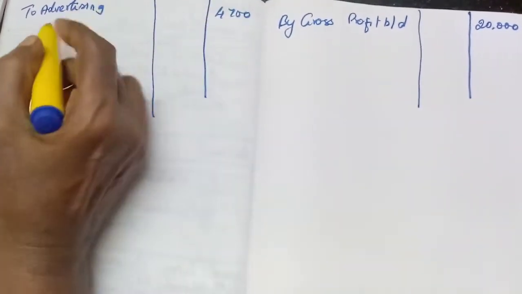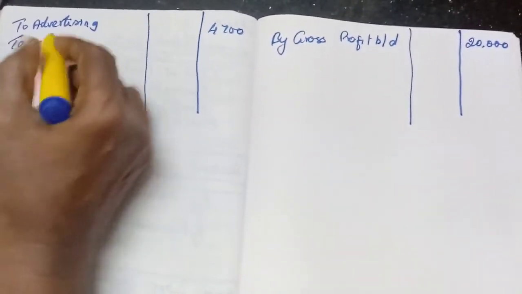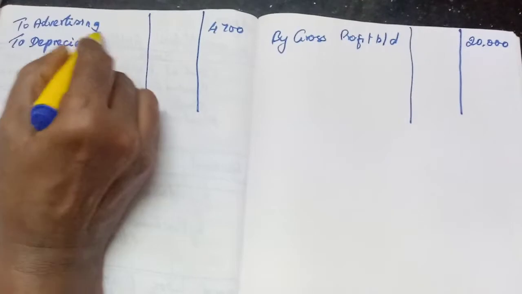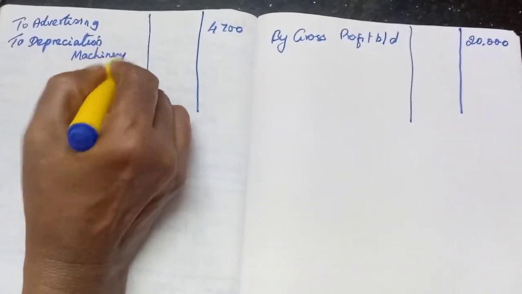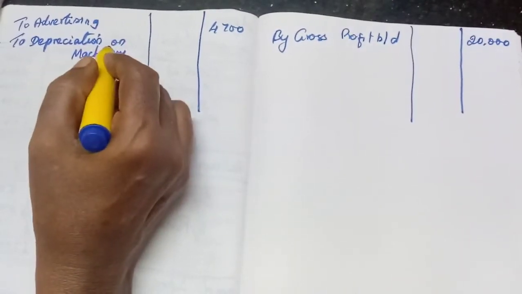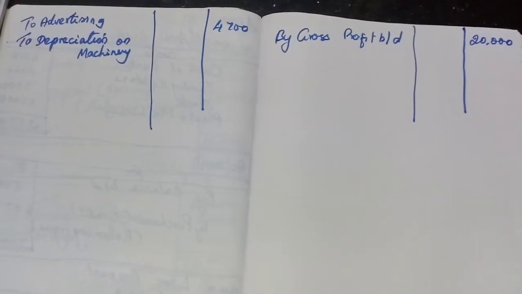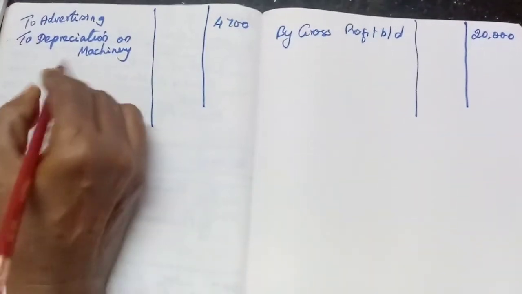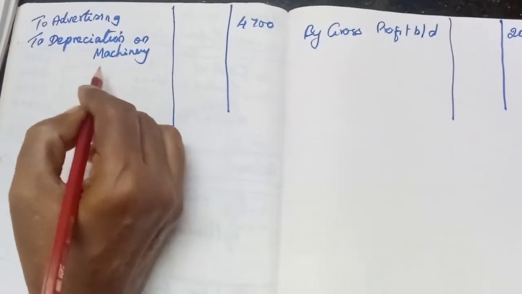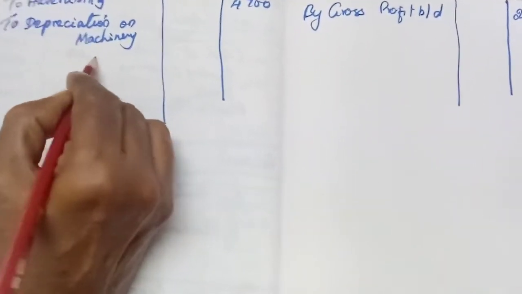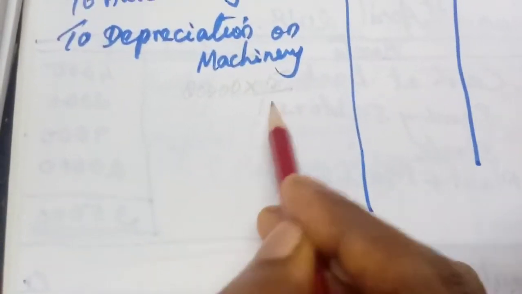Now depreciation. So to depreciation, you can write machinery. Depreciation on machinery, you can write assembly also. Machinery, how much will I show? How to calculate? Depreciate plant and machinery by 5%. So what is the value of plant and machinery? Opening 20,000 into 5%, 5 by 100.